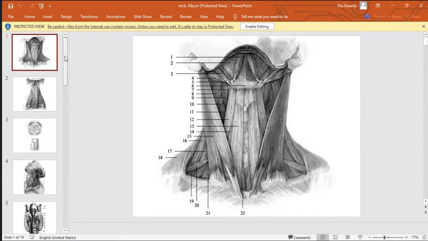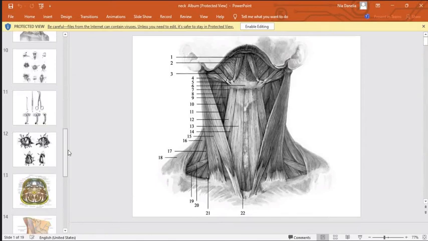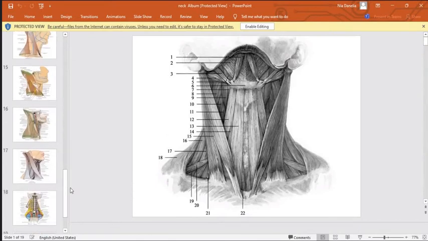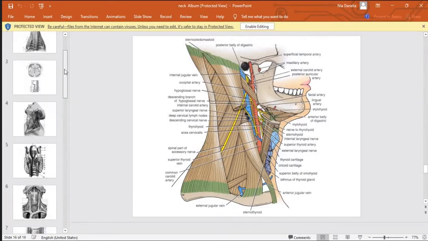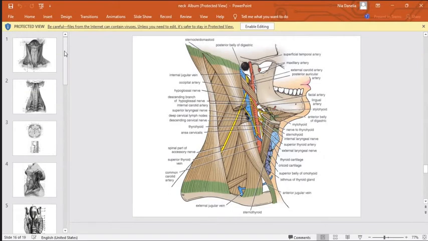And in this triangle is located a little triangle, which is the Pirogov triangle. Here this triangle, which we have told, is shown. So the Pirogov triangle is bounded by the mylohyoid muscle, the posterior belly of the digastric muscle, and the hypoglossal nerve. In this triangle passes the lingual artery.